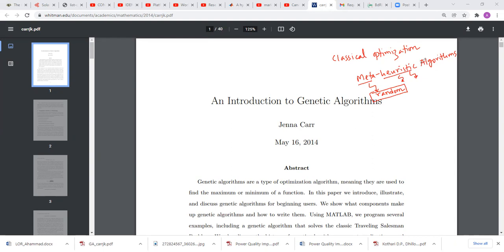Some examples of heuristic optimization could be the greedy algorithms. Okay, the family of greedy algorithms. We're not going to go into the detail of that. So what we are interested in is this family of algorithms.